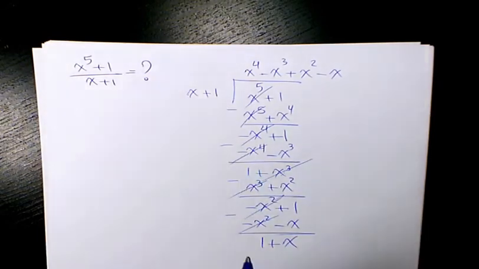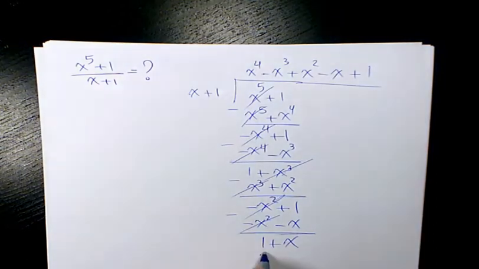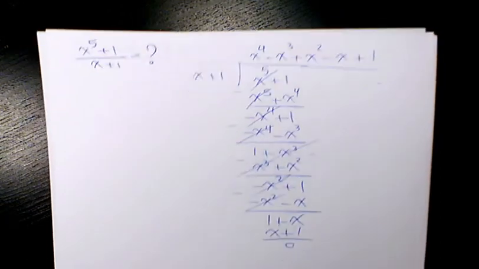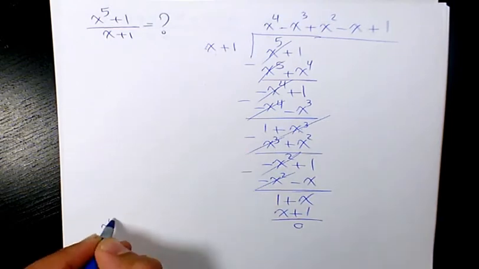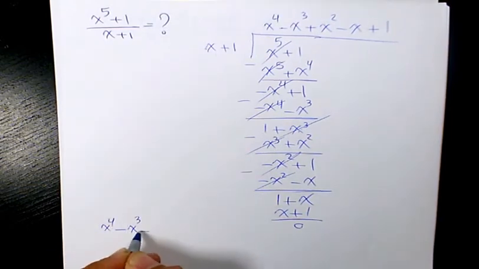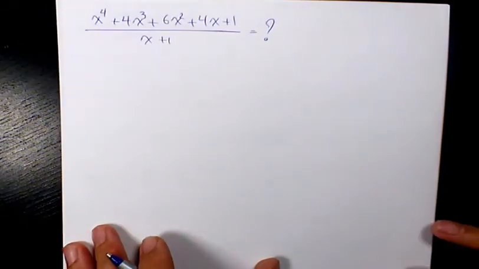1 plus x divided by 1 plus x is going to be just 1. So 1 times x plus 1, they cancel out, is going to be 0. So the answer is going to be x to the power 4 minus x to the power 3 plus x squared minus x plus 1. This is the answer. Now let's see this example.